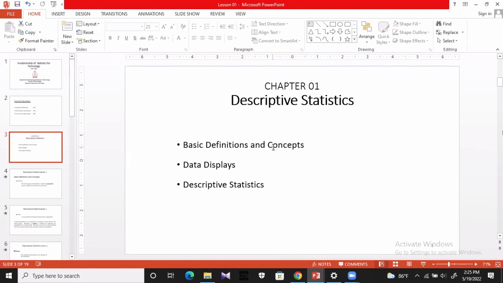Understand? Is that clear, guys? So to understand or to learn about data displays and descriptive statistics, you should know these things. What are the meanings of populations, then samples, parameters, statistics, estimators, data types.